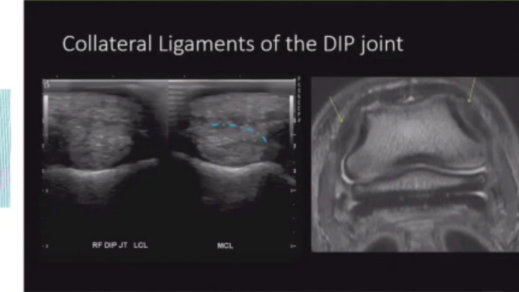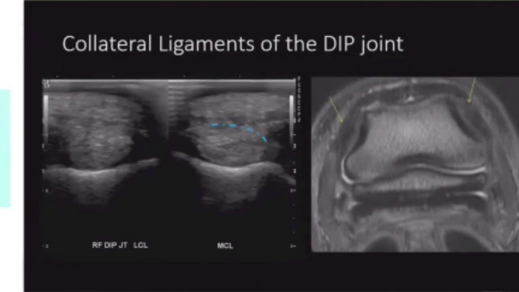And then we have a corresponding ultrasound. And one of the big landmarks for the ultrasound is this smooth curve of bone right here, which is where the collateral ligaments sit, corresponding to this smooth curve of bone right here, which is the fossa of the collateral ligament. So again, we're just seeing this proximal portion of it.